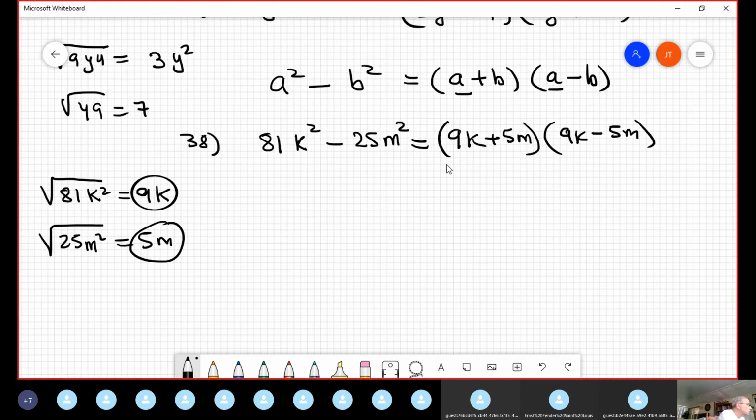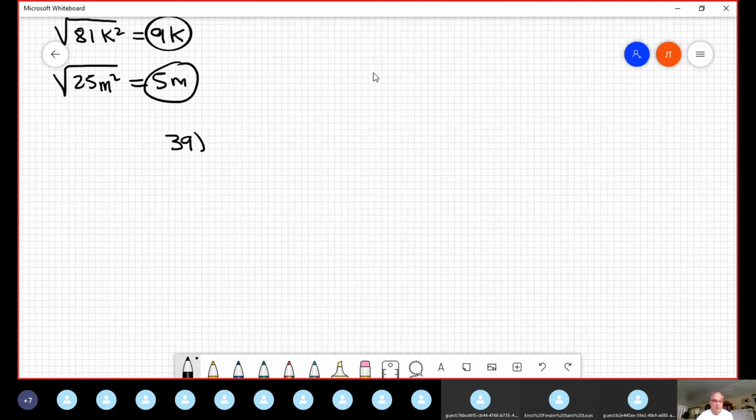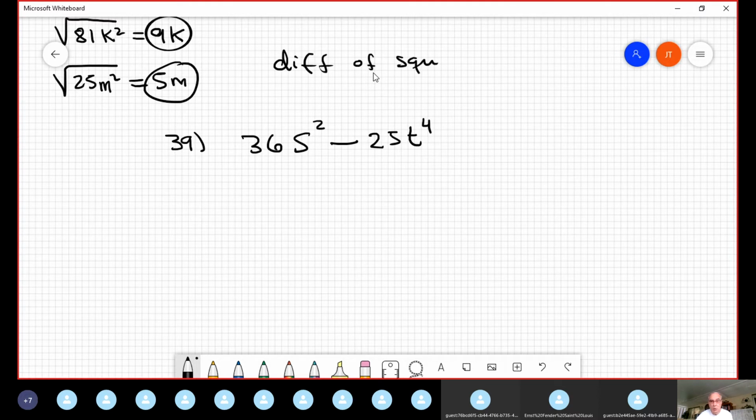I understand. Very well. And now try to help me with the next one. Okay, 39. 39 is 36s to the second power minus 25t⁴. Is it a difference of squares or not?